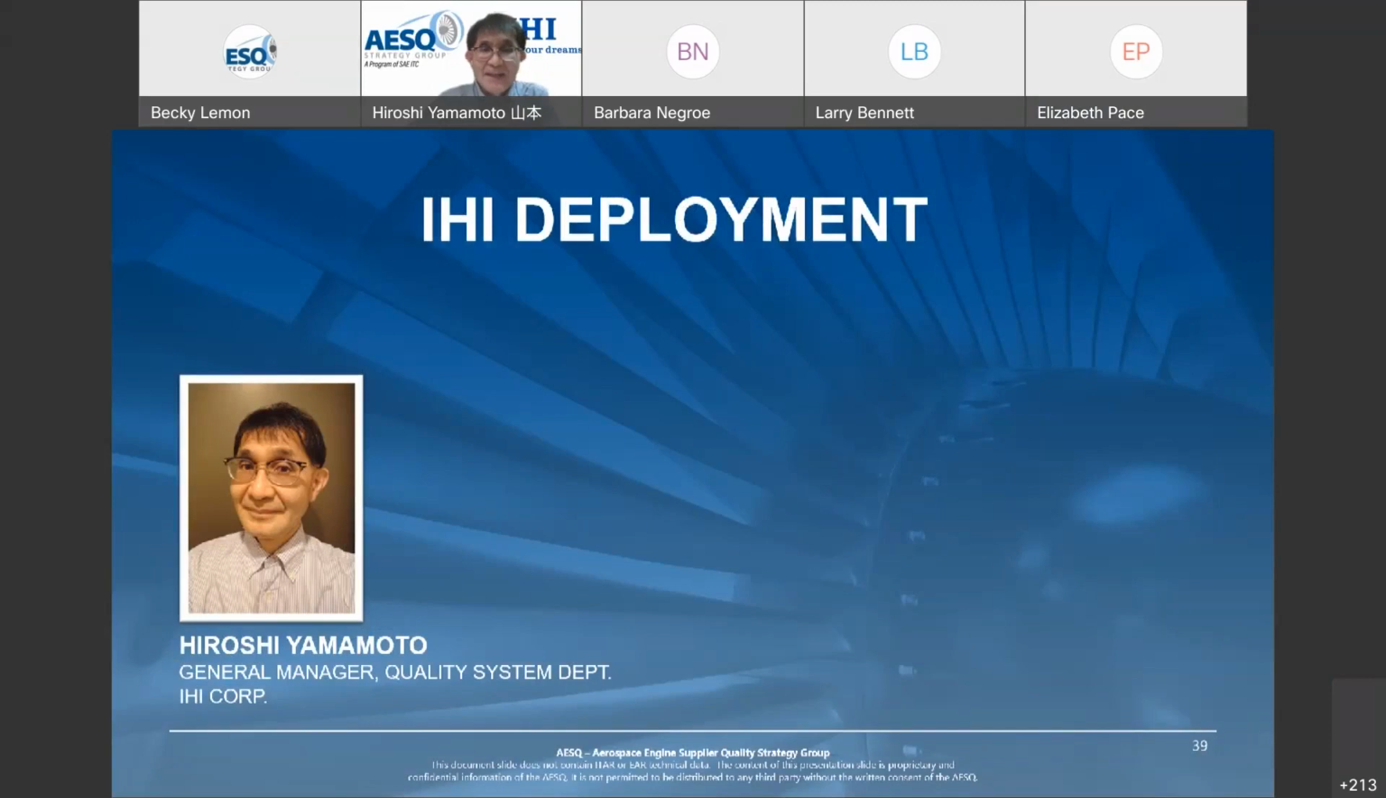I'm Hiroshi Yamamoto of IHI, Quality System General Manager Department. I'm speaking from Japan. Here in Japan, this week is a collection of national holidays, and yesterday was Greenery Day, and today is Children's Day. And here in Japan, the 3rd vaccination for novel coronavirus is successfully progressing, so people are now coming back to travel, both inbound and outbound. So it's very meaningful to introduce the AS9100 system to our company.